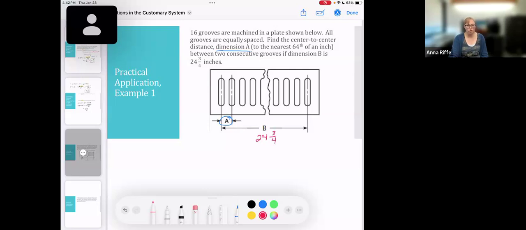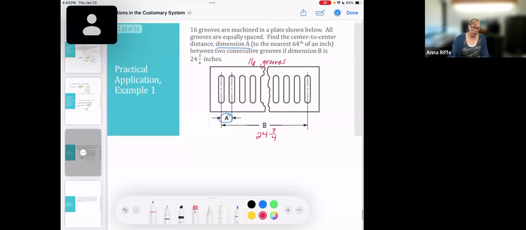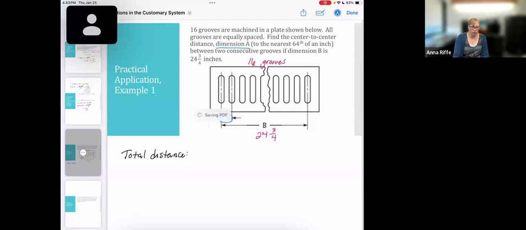Okay. So we've got 16 grooves in total. They're all equally spaced. We don't know dimension A. That's what we're trying to find. But we do know the center to center distance of the ends. We know dimension B, excuse me. So our goal is what? We could walk through this process and say, well, we want to take that total distance of 24 and 3/4 of an inch.